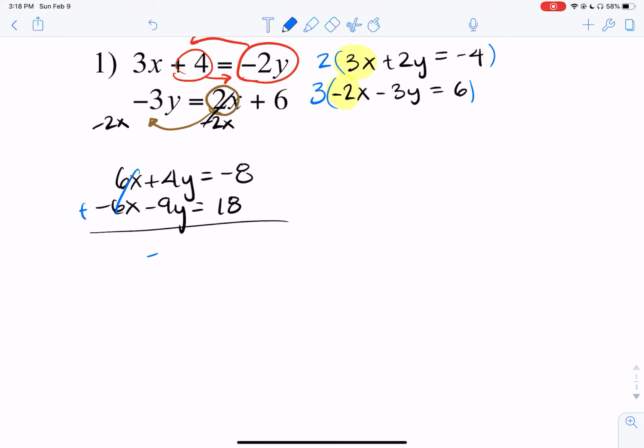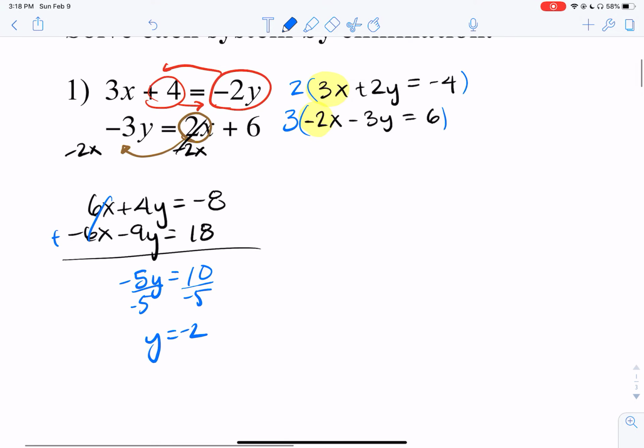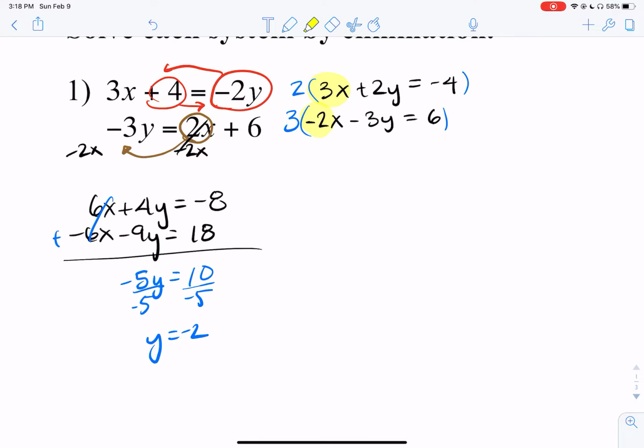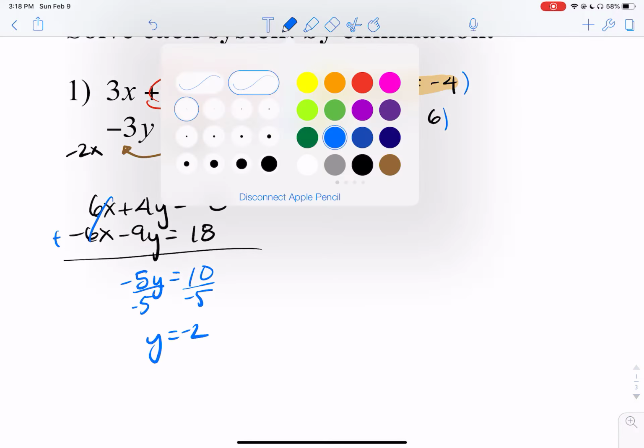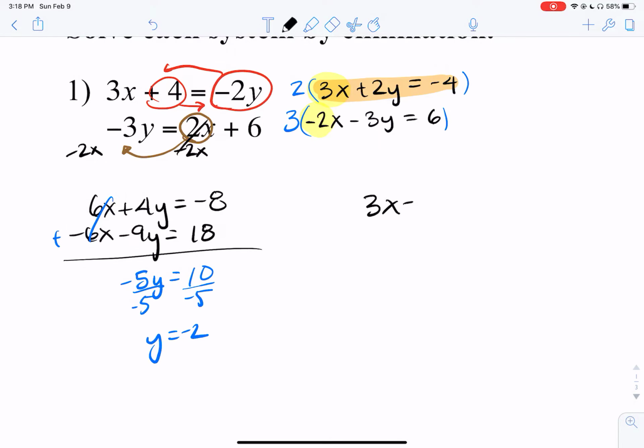negative 5y is equal to positive 10, and dividing by negative 5, y is going to equal negative 2. So now to figure out the value of x, I'm going to use this equation here, the top one. So 3x plus 2y is equal to negative 4. 3x plus 2, I'm going to plug in the value of negative 2 for y right there. That's going to equal negative 4.